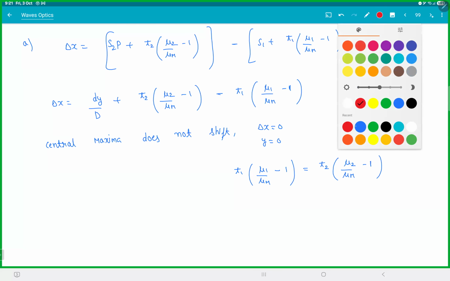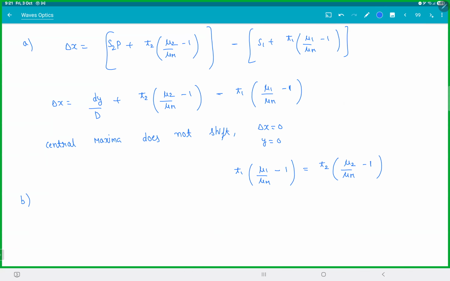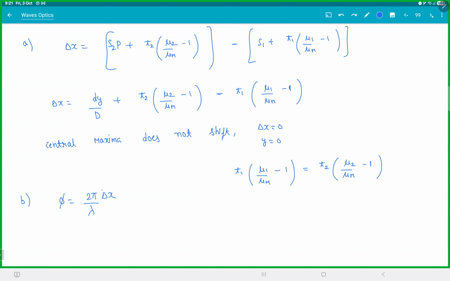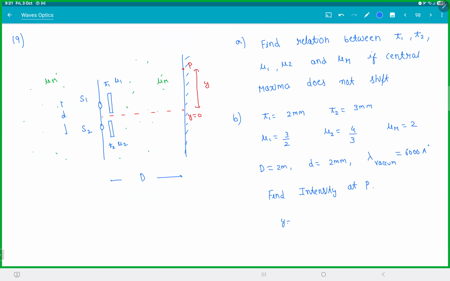And what about the second thing? You can leave it there. Second one, there's nothing there. I just wanted to show you one thing there. You got the path difference, you need to get the phase difference: 2 pi by lambda times delta x. You already know delta x, na? Substitute the value, you'll get the answer there. I need to give y also, na? Let's say y is equal to 3 mm.